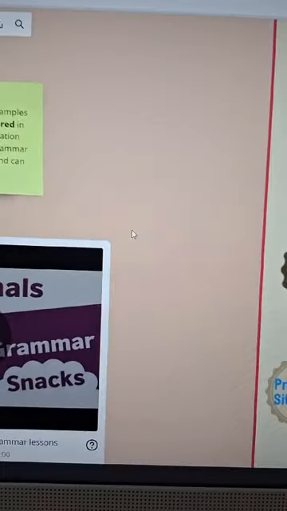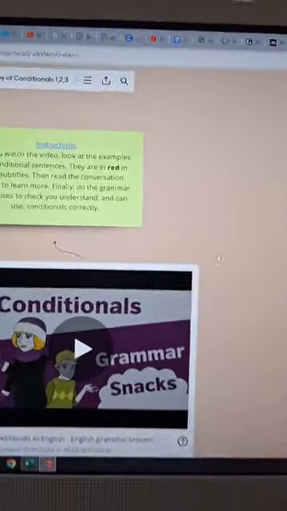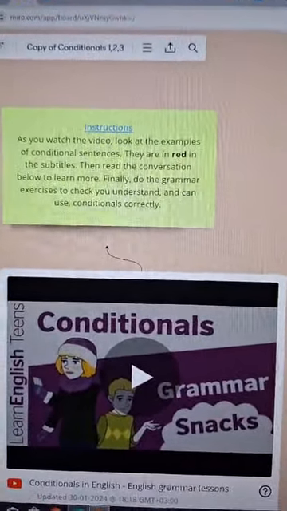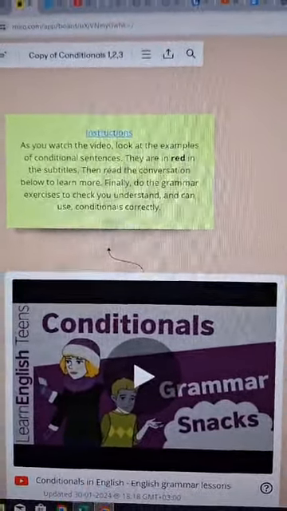Let me show you my computer. This is my canvas where I prepared the lesson. This is the mirror we use here. First of all, let me read the instructions. First, we will watch the video about conditionals. This is the last video. Of course, before this we had several lessons. This is the last lesson about conditionals.